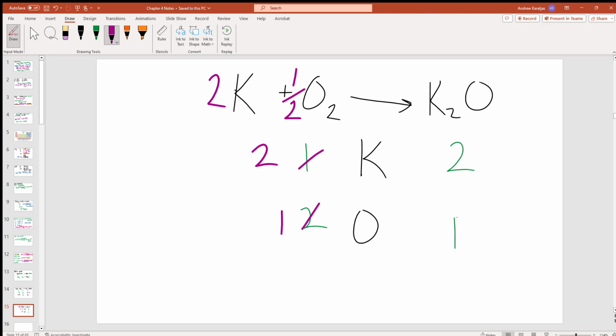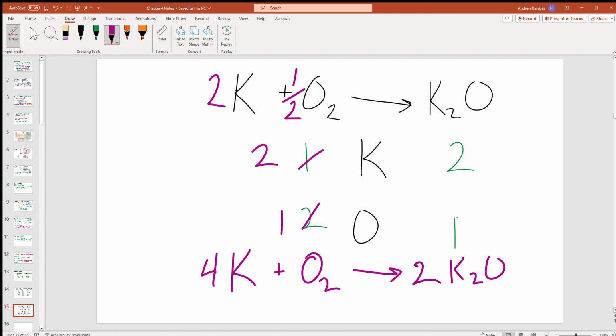of potassium oxide. Now, some people don't like fractions in their chemical reactions, and that's completely understandable. Is there a way around it? Yes. We can just double the entire thing. 4 potassium plus 1 O2 gives us 2 potassium oxide. And I would consider either of these to be balanced.